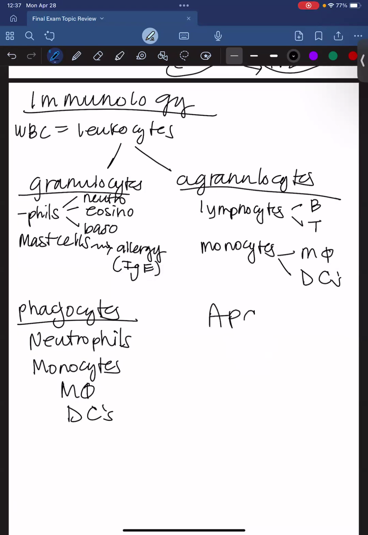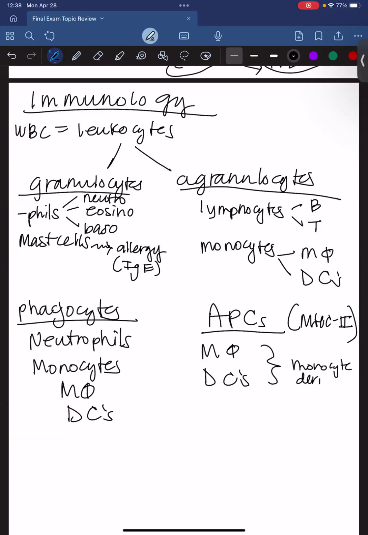What about our antigen presenting cells? So these are the cells that have MHC2. So which cells can have that? All cells have MHC1, everybody can, because they're all 911. And antigen presenting cells are your macrophages can present, your dendritic cells can present, and maybe neutrophils. And then B cells. I always forget those guys. These guys are not phagocytes.